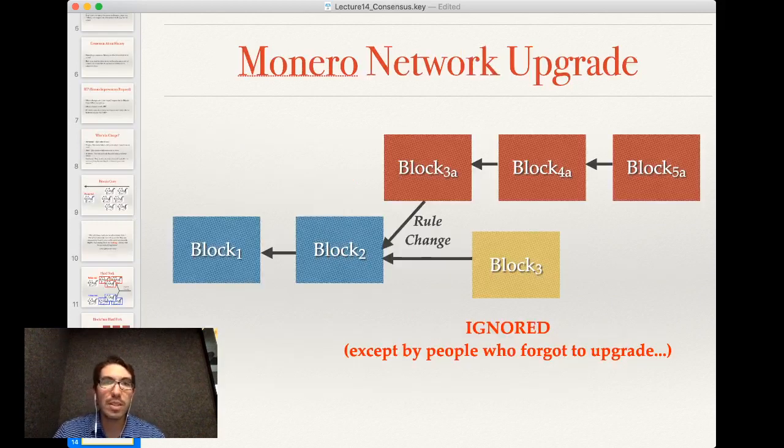So if we see how this works in practice, for example, this Monero network upgrade, there is a rule change between block 2 and block 3A, and anyone who forgot to upgrade or hasn't upgraded to a recent version of the software might see block 3, but this is going to be ignored by the majority of the network. These are going to be orphaned, so everyone will ignore them. It is agreed ahead of time that they will be ignored. Some users may accidentally continue on with this.